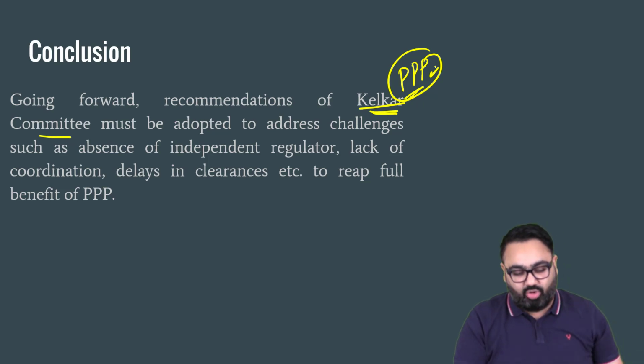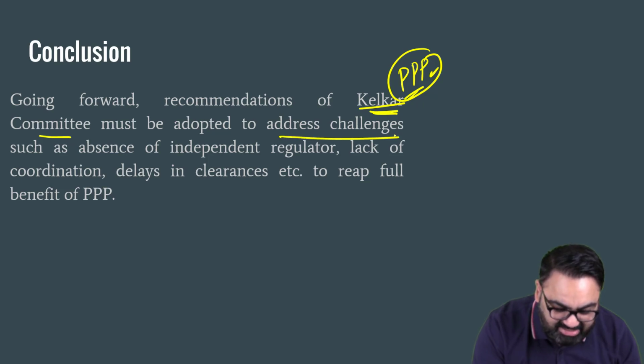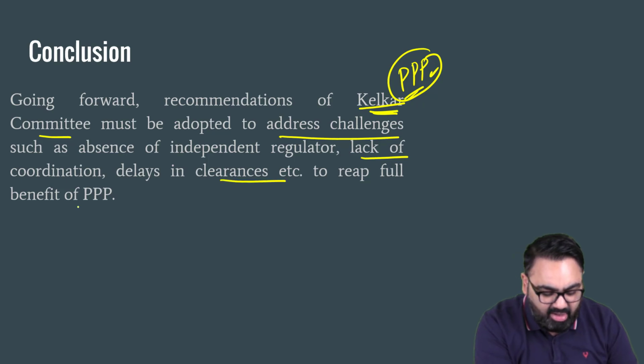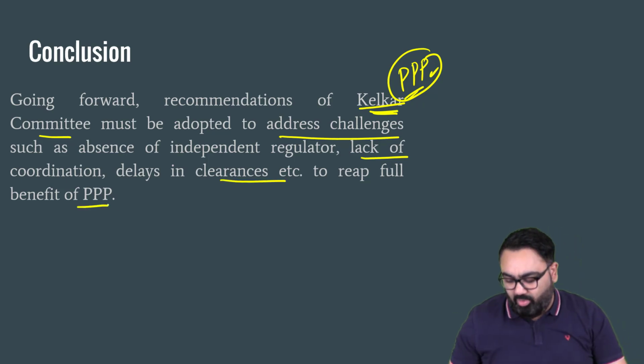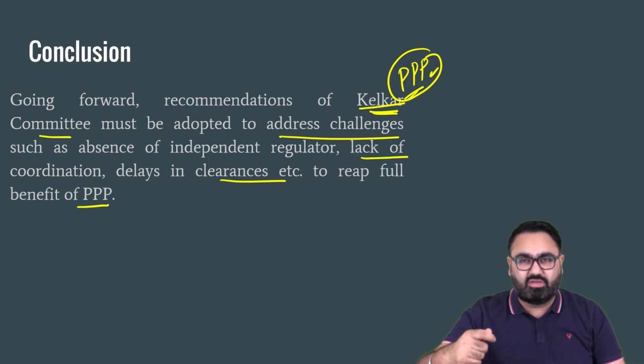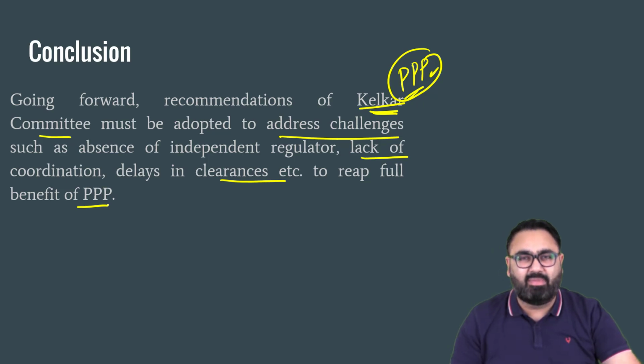This is what we can quote in the conclusion. Recommendations of Kelkar committee should be adopted to address the challenges such as absence of an independent regulator, lack of coordination, etc. I'll tell you one more challenge with the PPP projects. PPP projects are beyond the jurisdiction of the CAG, the Comptroller and Auditor General of India. The CAG does not audit PPP projects. So this again can be a shortcoming.